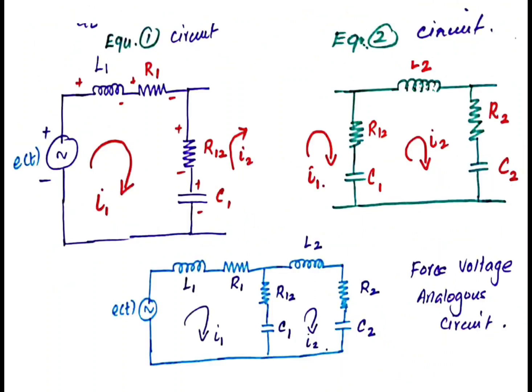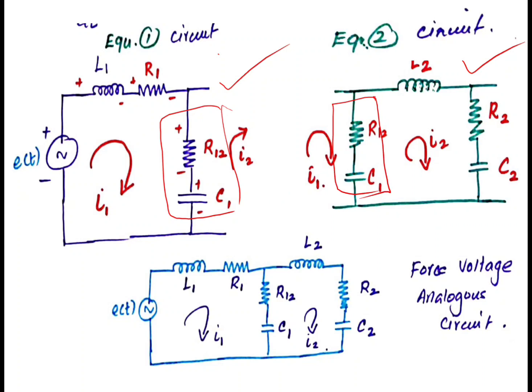Now we are going to combine the first and second circuit. This is the first circuit and second circuit. So we are simply joining them, because these two elements are common to both circuits. So I am simply joining and drawing the final circuit. This is the force voltage analogous circuit for the given mechanical translation system.